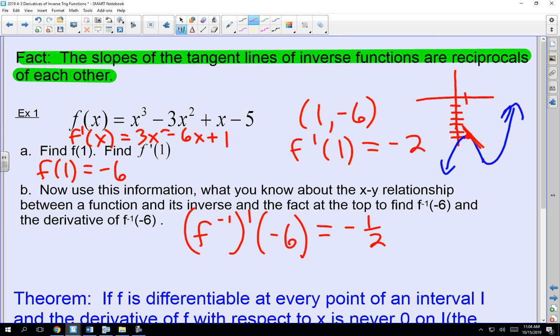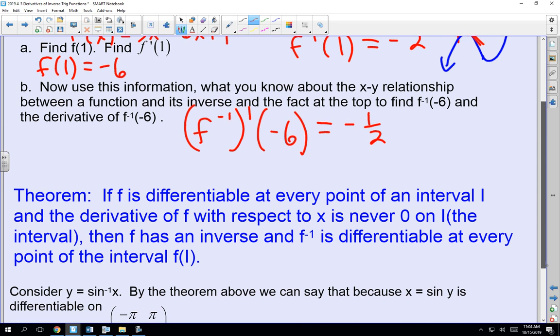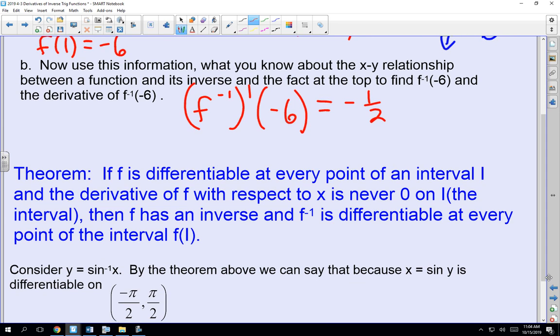But once again, implicit differentiation comes in. Implicitly, we could play with it, but that's it. So write down this theorem, please. You could write down what's in blue here.